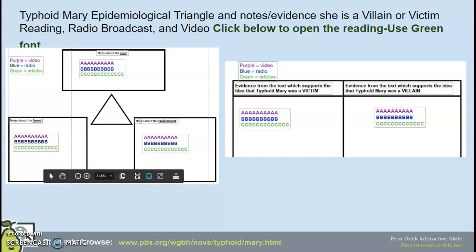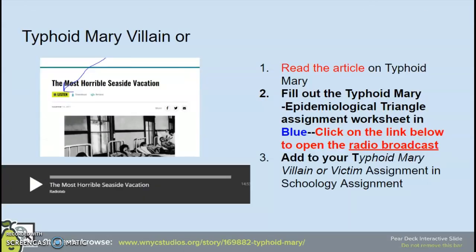So on this page, open up the article and then add your notes using green on both of these handouts. So you've got the epidemiological triangle, so notes about the host, agent, and the environment. And then you also have the victim or the villain handout, where you are going to get some evidence that Typhoid Mary was a victim, and then evidence that Typhoid Mary was a villain.